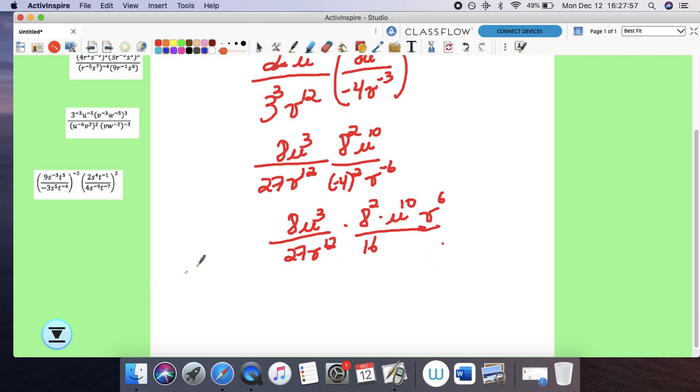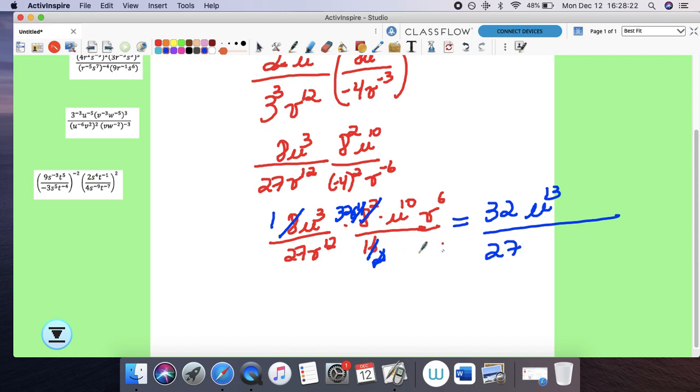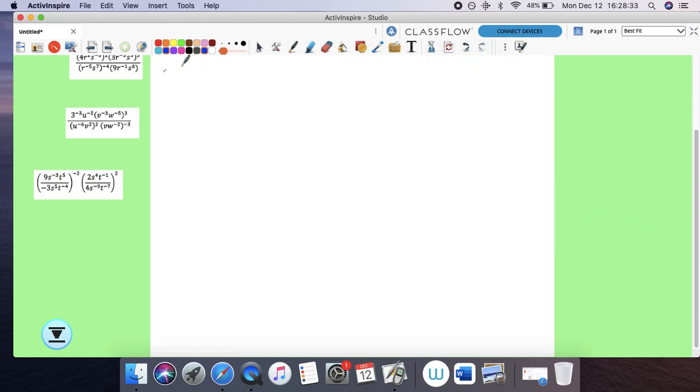I can do a little bit of simplifying, right? 8 becomes 2. That 8 to the second is actually 64. And so 2 and 64, I can simplify to 32. So on the top, my coefficients, 1 times 32 is just 32. For u, I have u to the third power and u to the 10th power, so that becomes u to the 13. Right? 27, there's nothing to do with 27. And then v to the 12 and v to the 6, right? There's v to the 6 on top of v to the 12. This and this becomes v to the 6.